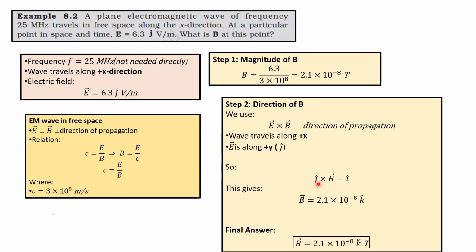So j cap cross the magnetic field direction equals i cap. J cap cross something equal to i cap, it should be k cap. So the direction of the magnetic field is along the z direction. Therefore, its magnitude is 2.1 times 10 to the power minus 8 k cap Tesla.